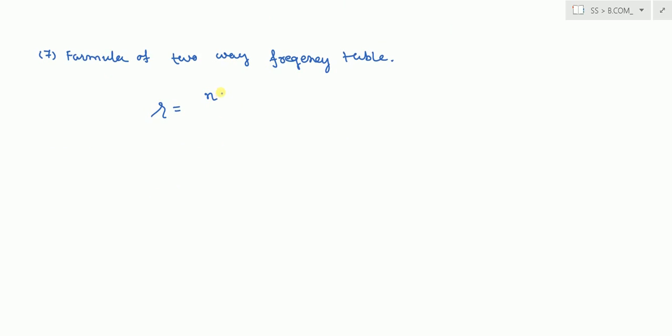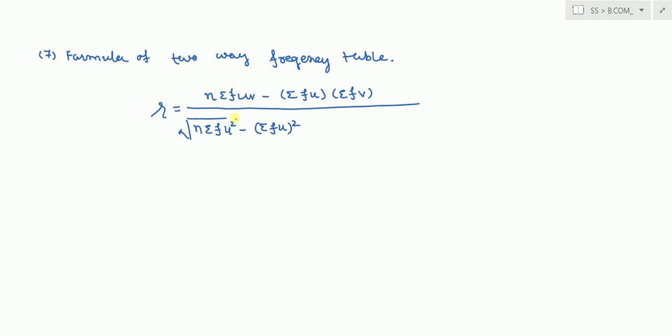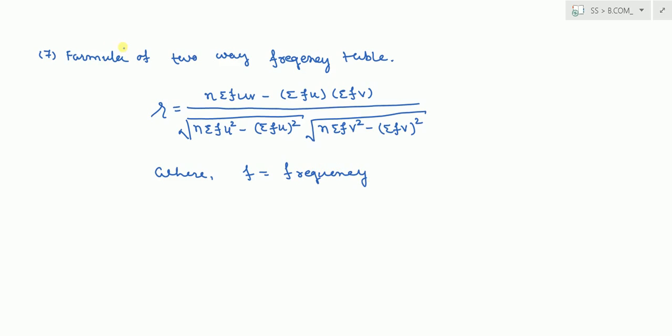r is equals to N sigma fuv minus sigma fu into sigma fv upon under root of same formula but multiplied with f, under root N sigma fu square minus sigma fu whole square, into under root N sigma fv square minus sigma fv whole square. Okay, and where f is equals to frequency. Now the formulas of Karl Pearson's method are completed here.